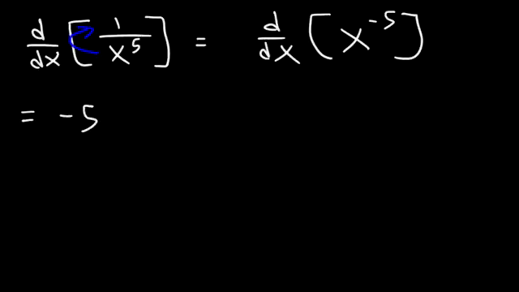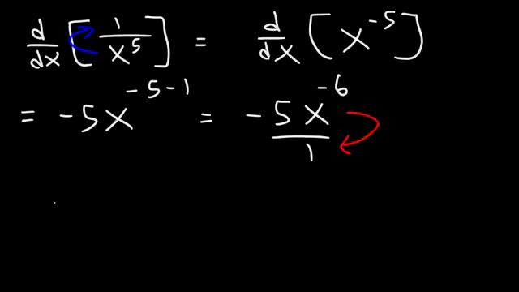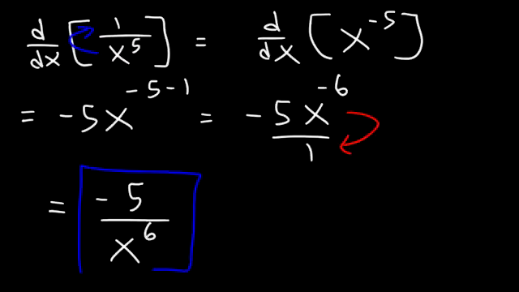n is negative 5. So it's going to be negative 5 times x raised to the negative 5 minus 1, which is negative 5x to the negative 6. So this is the answer, but we want to rewrite it. Since we have a negative exponent, we're going to move the x variable back to the bottom. So the final answer is going to be negative 5 over x to the 6th power. And so that's how you could find the derivative of a rational function.